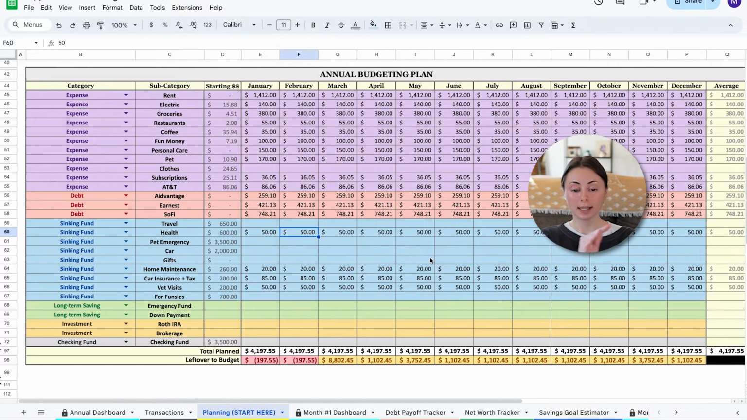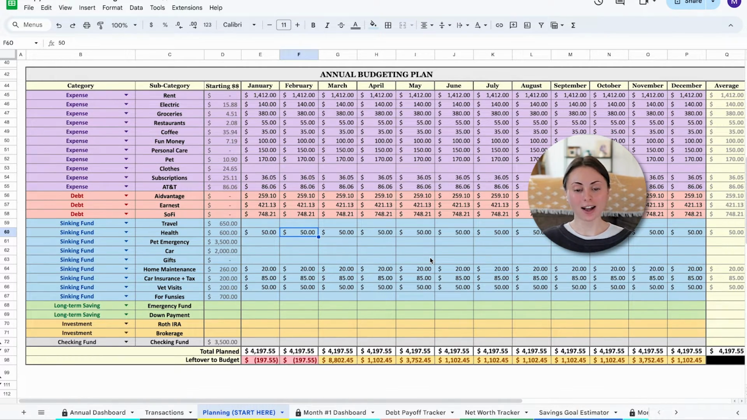Now we've updated the annual budgeting plan categories. So if you wanna skip ahead to the next part, please feel free. But if you're interested in seeing how I personally budget and how I think through my budgeting, you can definitely stay tuned. I know that all of my expenses are taken care of, so I can see what I have left over for my financial goals and my other sinking funds, things like that.